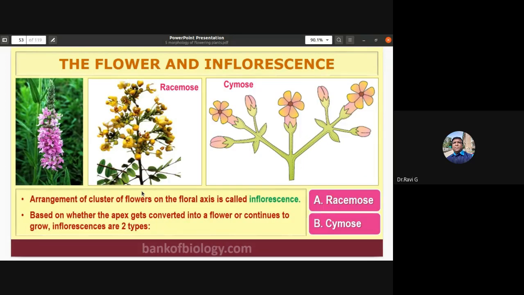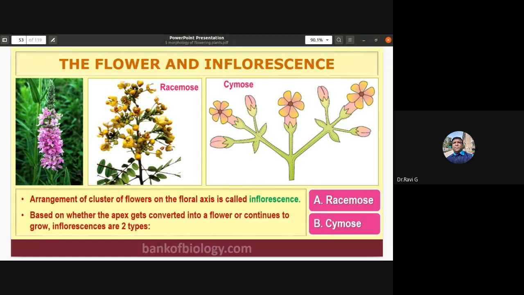So the arrangement of cluster of flowers: inflorescence is the arrangement of cluster of flowers on the axis. This axis is the inflorescence axis, and we call it the peduncle. The arrangement of flowers on the inflorescence axis or peduncle, we call it inflorescence.